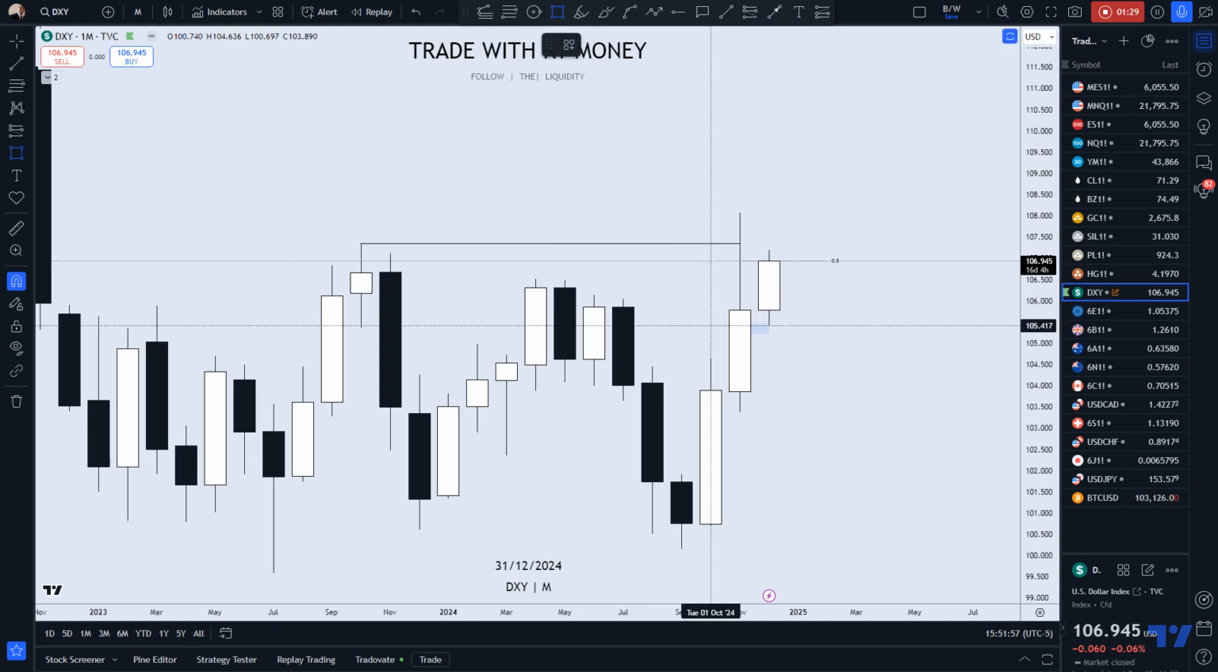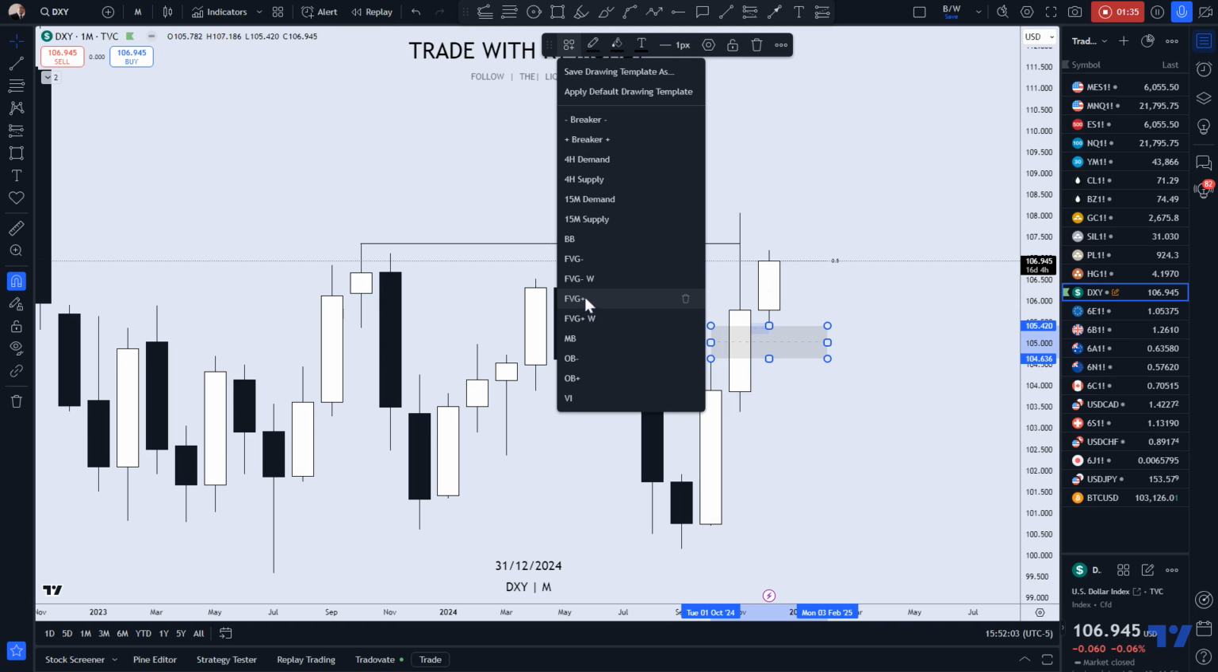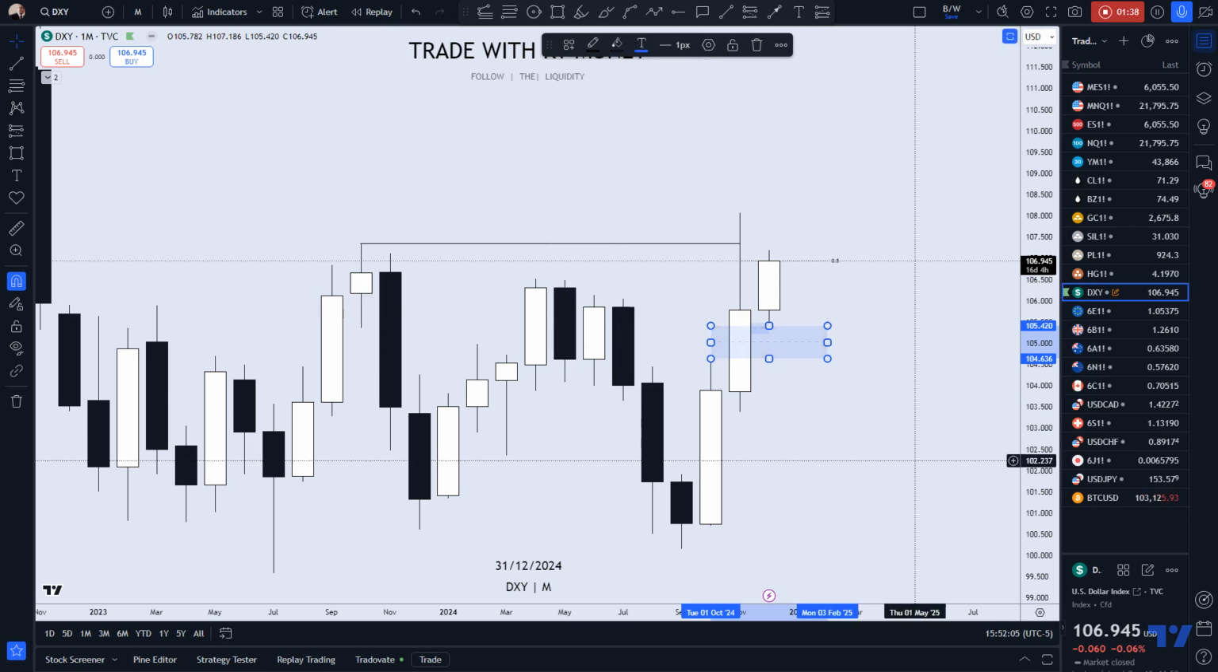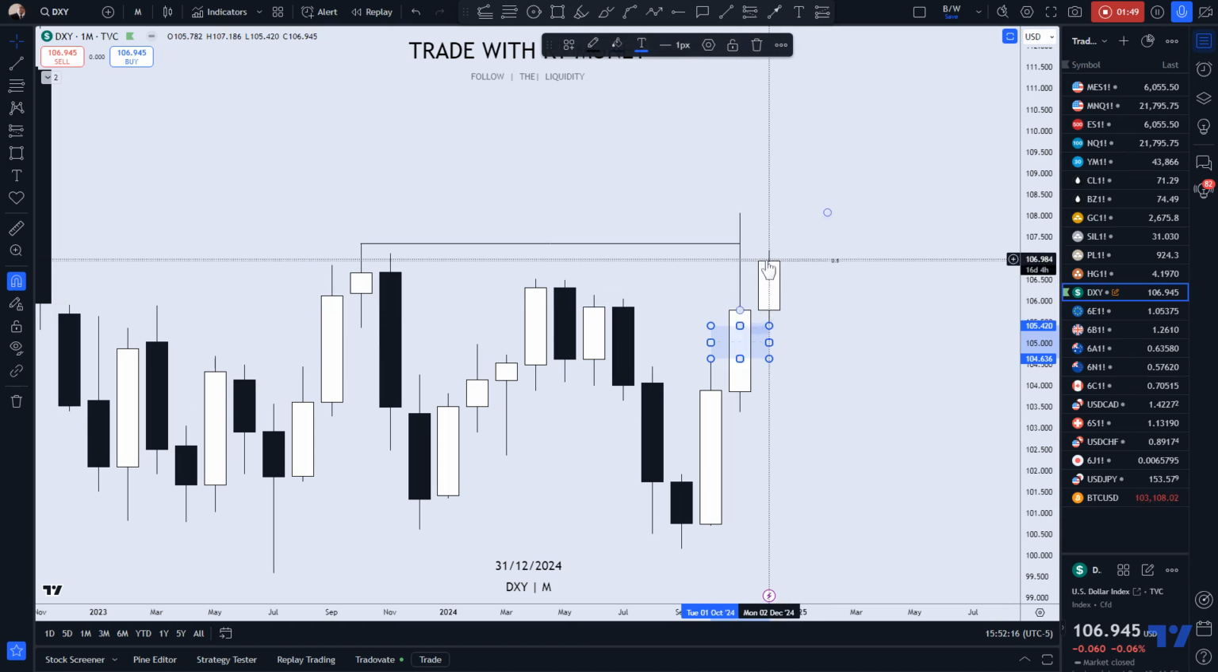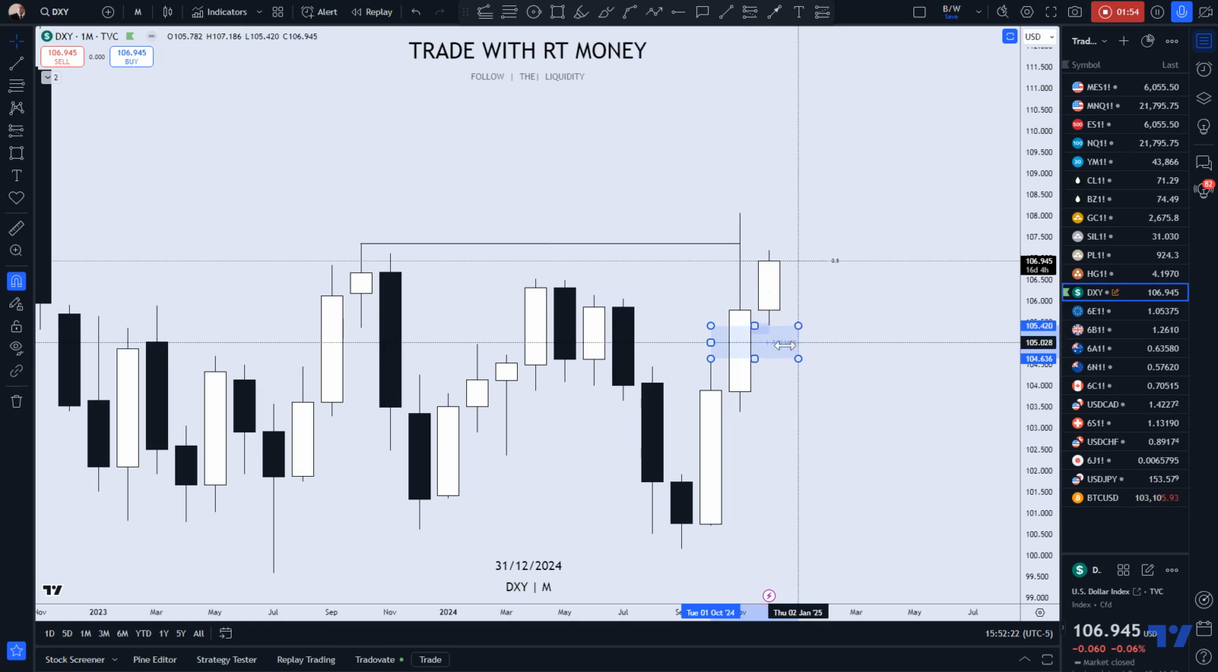Right here, we see a bullish fair value gap on the monthly, a monthly bullish fair value gap. So from here, we know that price could go higher. Let me back up. This candle has not closed yet, but it is likely to close somewhere up here. So we can say we're likely to see a bullish fair value gap get formed here, and you can see that price is moving bullishly towards this high.